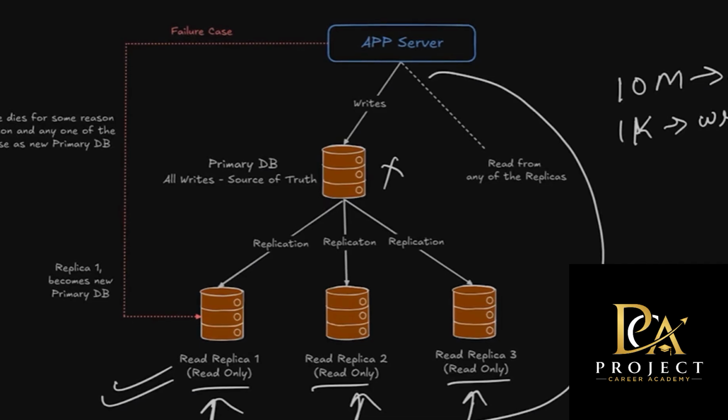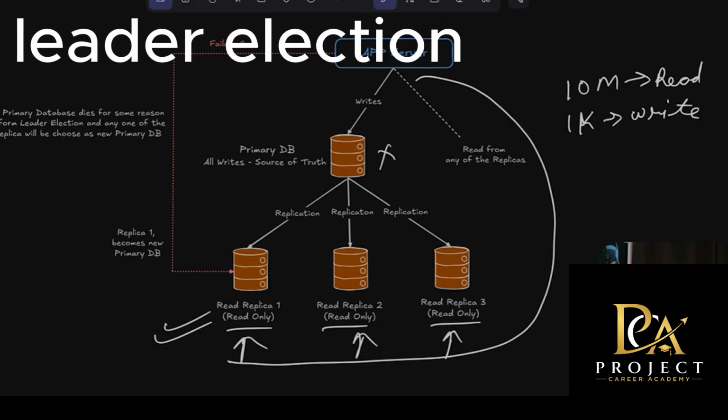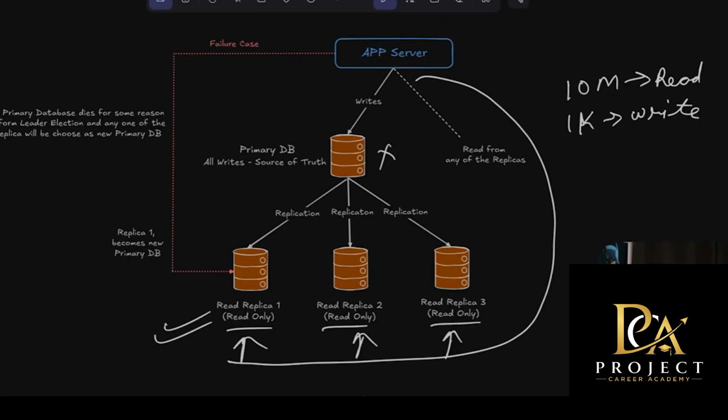But what will happen if the primary database fails? Because it's a single point of failure, right? So to solve this, we perform a leader election. So far, the primary database is the leader. But if it goes down, then one of the replicas will be promoted. And the remaining replicas will continue to serve the reads. This will allow the system to recover without any manual intervention.